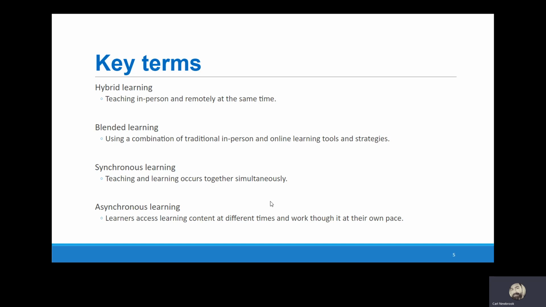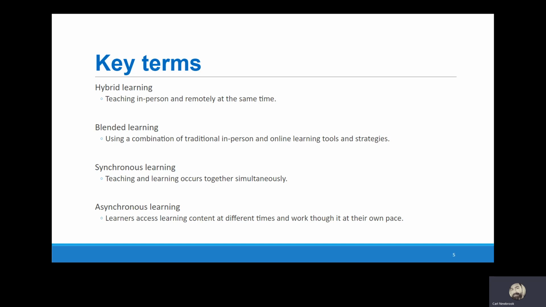Before we start, key terms. These are key terms that have been used quite a lot since last year, especially. Hybrid learning, which is teaching in person and remotely at the same time, having learners on screen and having them in the classroom. Blended learning is a tool. It's using a combination of traditional in-person and online learning tools and strategies. So that might be, for example, teaching learners in a classroom, but then giving them work to do online outside the classroom to supplement the actual work they're doing in the class.